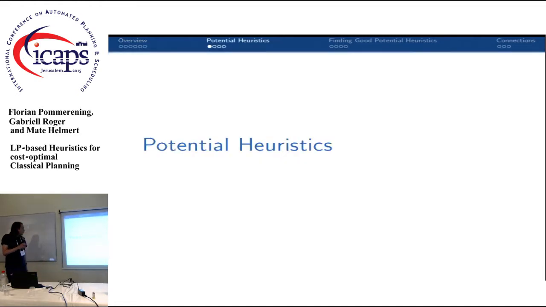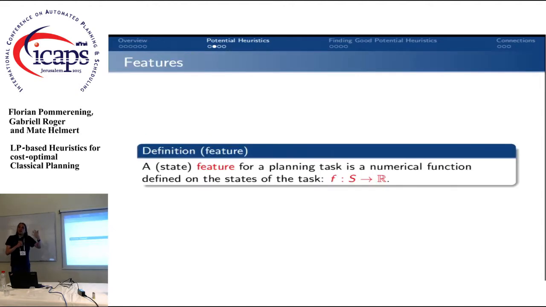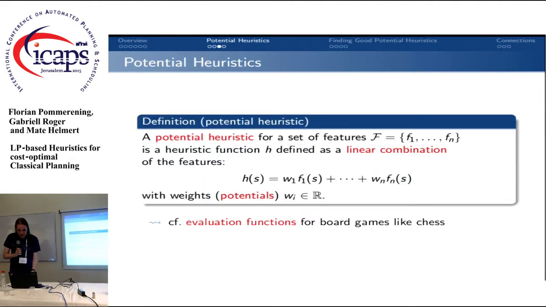Okay, so what are these potential heuristics? I kind of said it already, but let's take a bit more time to go through it step by step and fill out some of the details. A feature, I could call it a state feature if I wanted a longer, more descriptive name, but let's just call it a feature from now, because we're going to use the word a lot. A feature is just a numerical function defined on the states of the task, like how many packages are there in this location, or even just 1-0 variables, like am I broke or do I have some money? That's a numerical function defined on states.